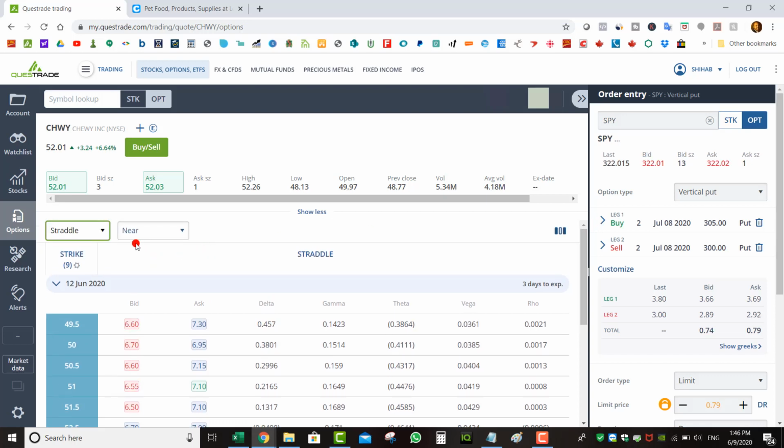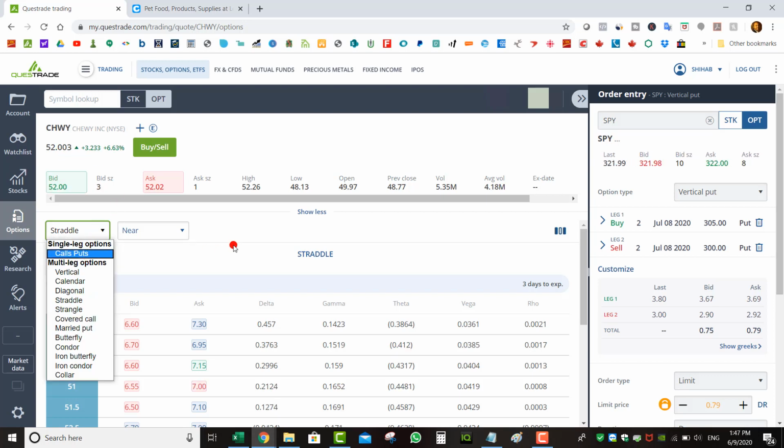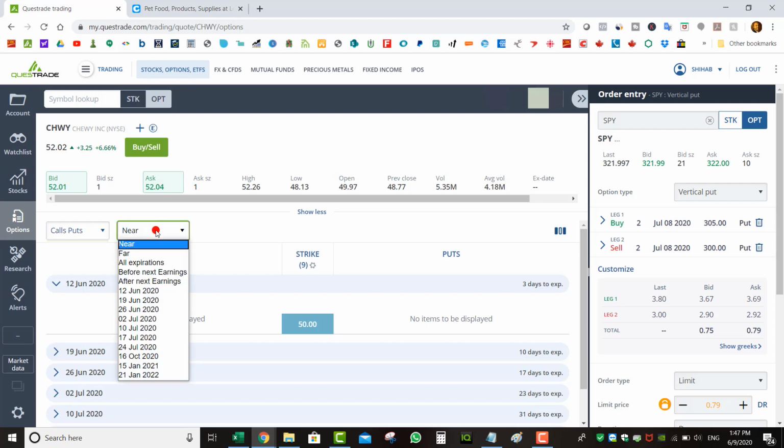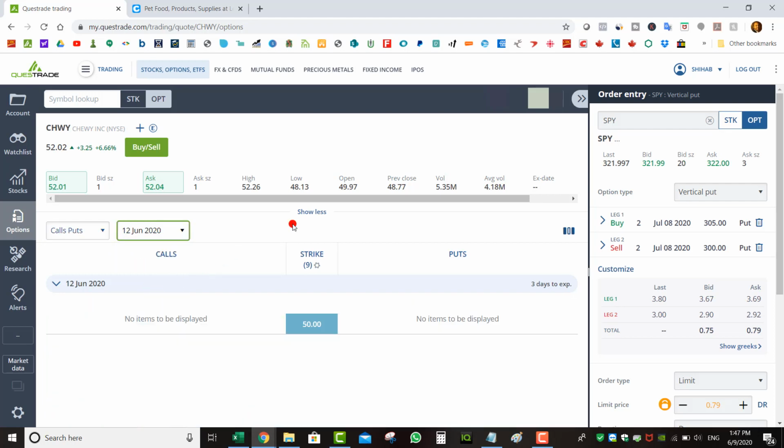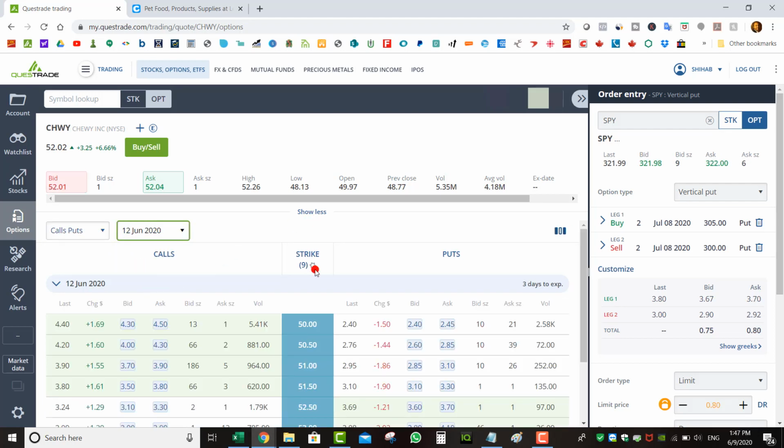So what I would do is sell a naked put at the strike that is $7 lower than the current market price. So 52 minus 7 is 45. To sell a naked put, I simply click on single leg options, calls and puts, and I make sure that I'm under the June 12 expiration, which is the closest expiration. Then just click anywhere on the put side. Here I've got the call side, here I've got the put side, so I'll just click anywhere here.